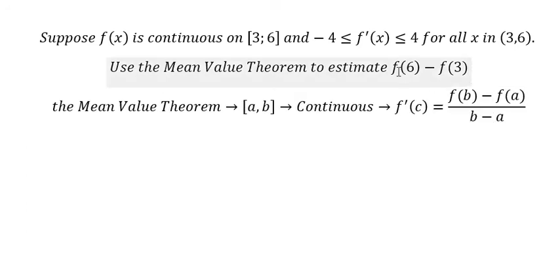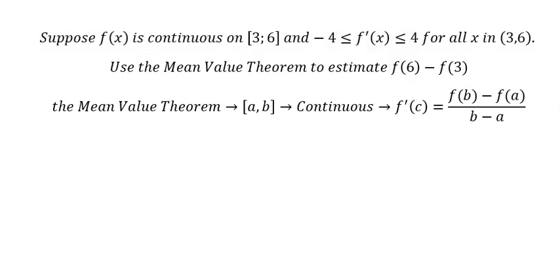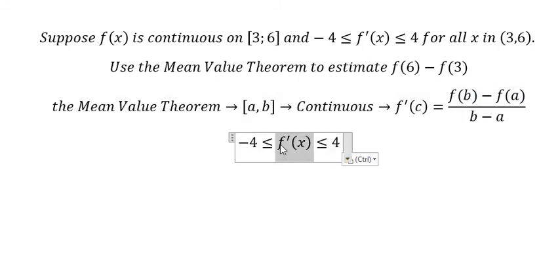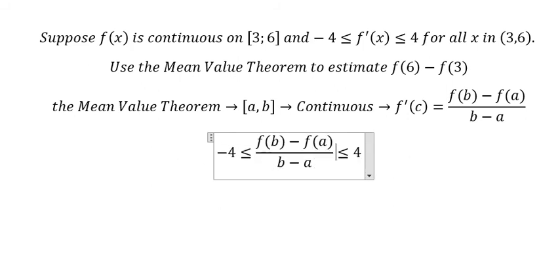So they want to estimate this one, but we have the intervals in here. So this one we need to change by this one. So we will have f of b minus f of a over b minus a.